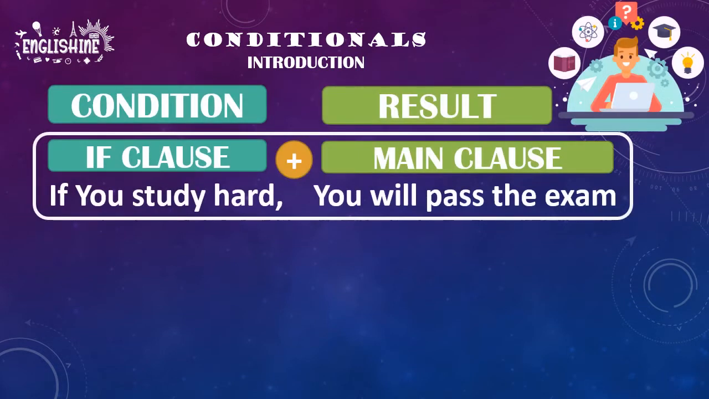Look at the original sentence. If you study hard, you will pass the exam. Notice how there is a comma after the words study hard, which is the last part of the if clause. When the if clause comes first in the sentence, we put a comma after it. If you study hard, comma, you will pass the exam.